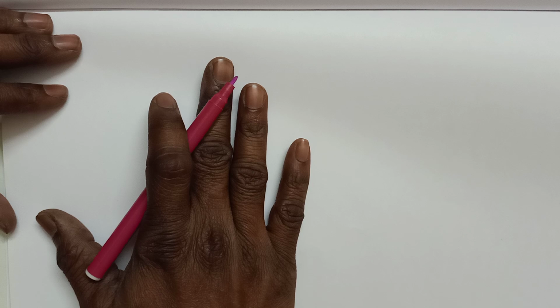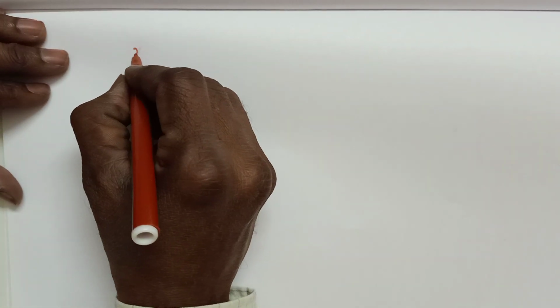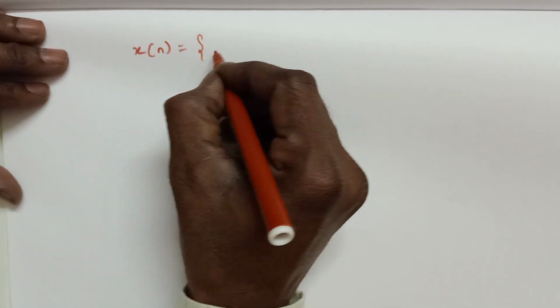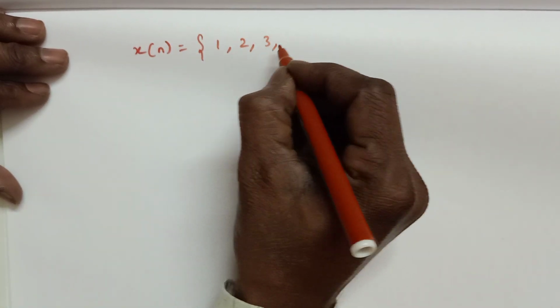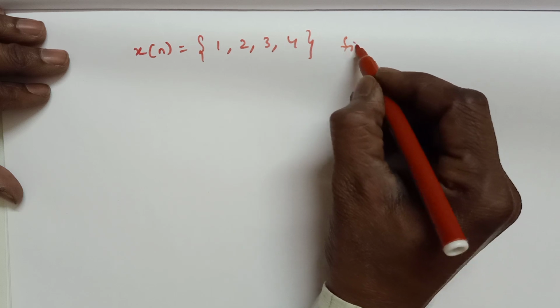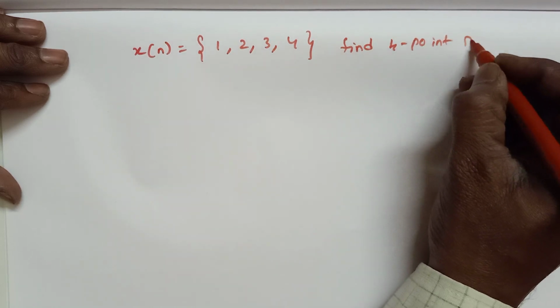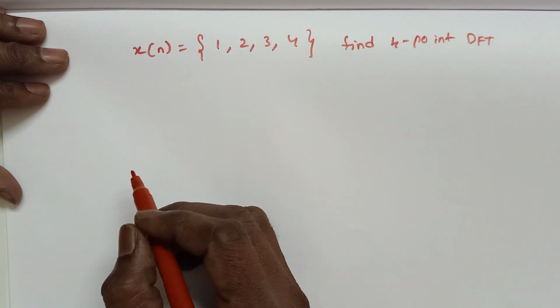Hi everyone, today I am going to discuss how to calculate the DFT for a given sequence, the N-point DFT. For example, the given sequence x of n is equal to 1, 2, 3, 4. It is a 4-point sequence, and they have asked us to find the 4-point DFT of the sequence.